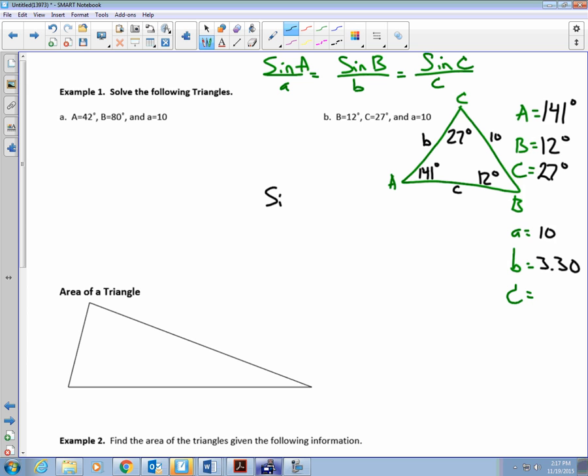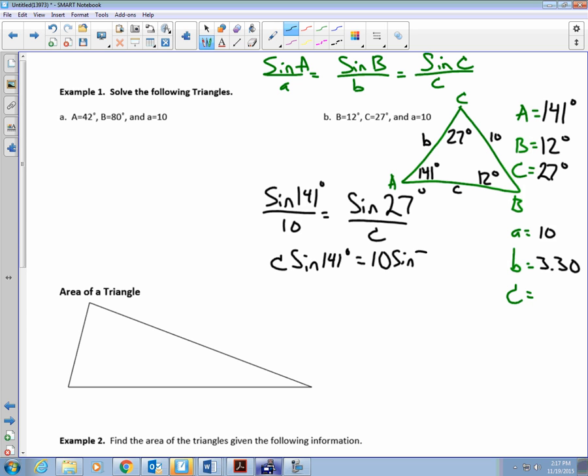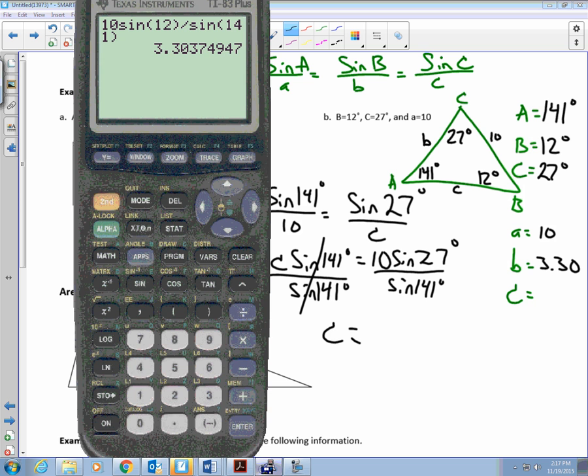So we set it up again. The sine of 141 over 10 equals the sine of 27 divided by C. We cross multiply. C times the sine of 141 is equal to 10 sine of 27. I solve by dividing by sine of 141. So C is equal to that piece.